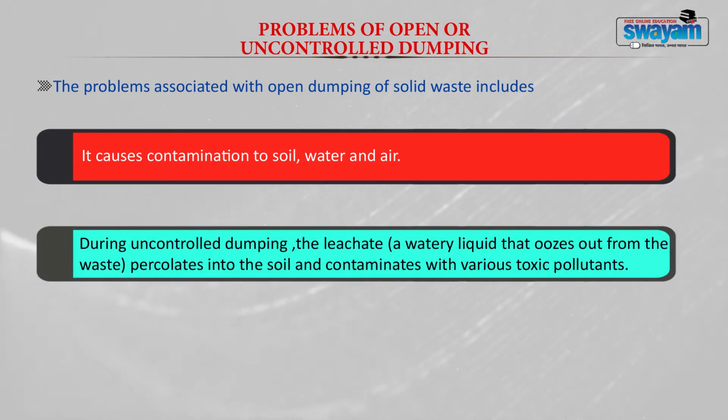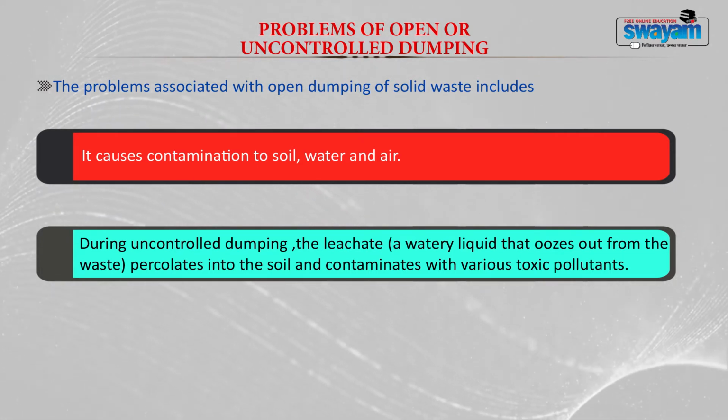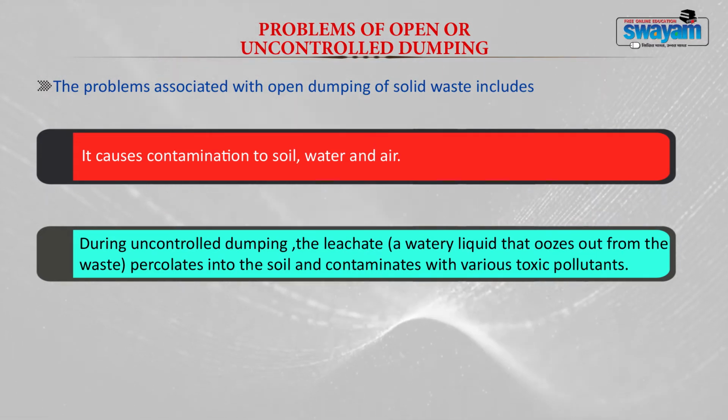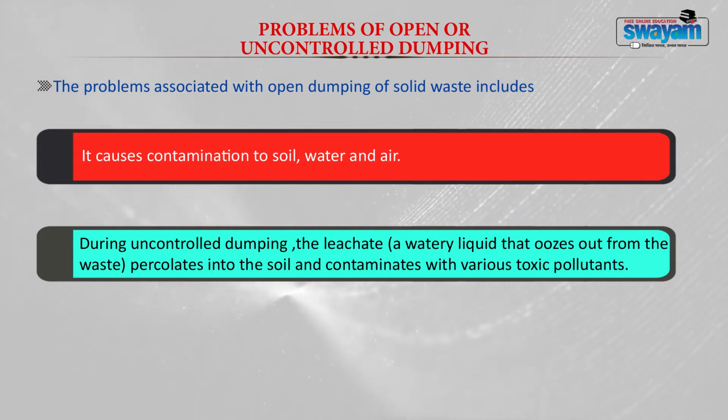Now, during uncontrolled dumping, a watery liquid called leachate oozes out from the waste material. You all know any waste material contains some amount of moisture. During decomposition or degradation, this moisture oozes out from the waste material, which is called the leachate. Now, when this leachate percolates into the soil, it contaminates the soil.